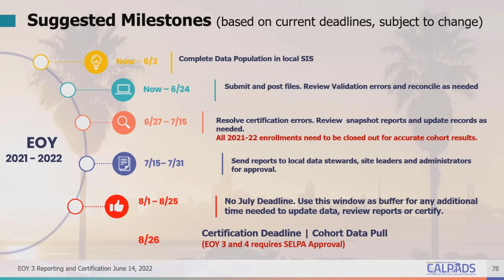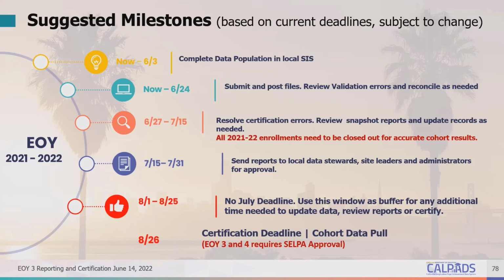So we're at the end of June, and it says submit and post files, review validation errors, and reconcile as needed. That's still relevant, right? We still expect you to be submitting and posting files. That hasn't changed.